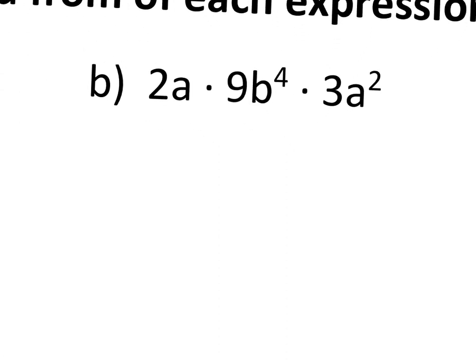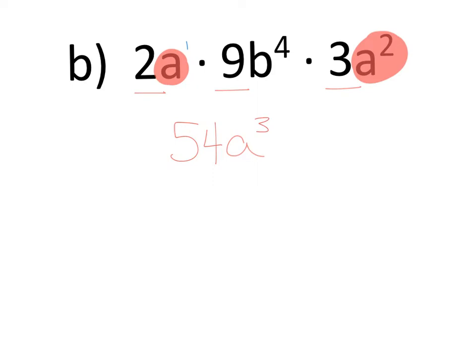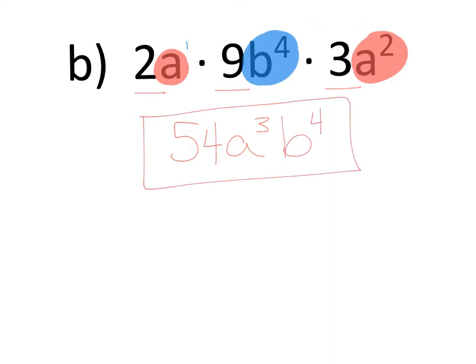Okay. All right, let's take a look here at B. So again, I am not teaching you anything new about the front numbers. So 2 times 9 times 3, okay, will be 54. So I have 54. Okay, now if I'm looking here, again, I got to put together the same bases. Okay, so I'm going to put the A's together, keeping in mind that there is a 1 on that guy. So I've got a to the 3rd. Right? 1 plus 2 is going to be a to the 3rd. Now, this poor guy right here, he doesn't have any other bases that match up, so you're just going to write him down as b to the 4th, and that's going to be your final answer.